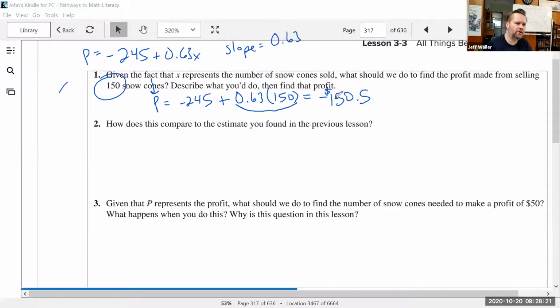So obviously we already knew that 150 was not enough to break even. So we knew ahead of time we were going to get negative profit. Does that make sense? So it's not a bad idea to have a feel for what the answer should be so you can identify a bogus answer. Don't worry about number 2. Number 3 is a much more interesting question. Try to do number 3.